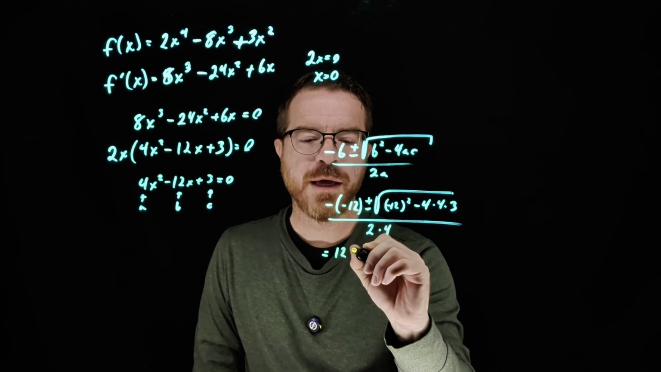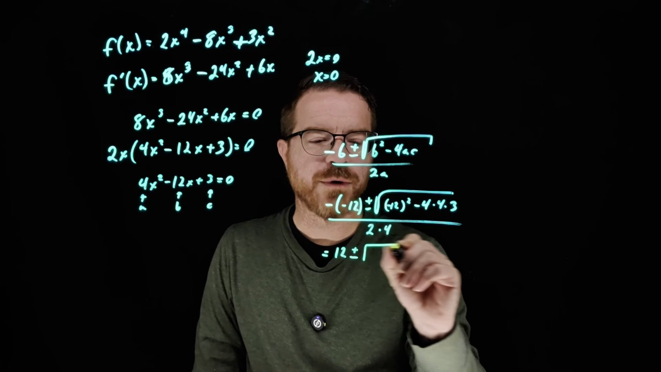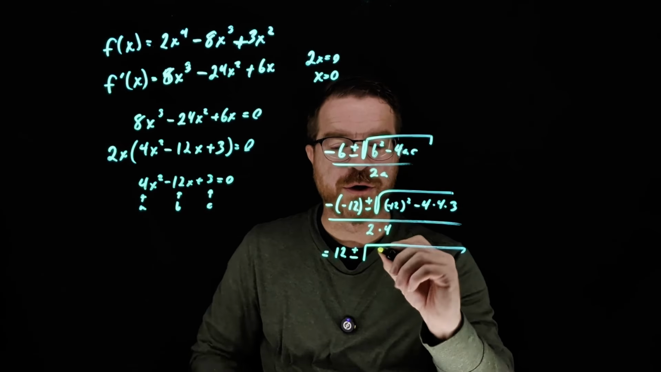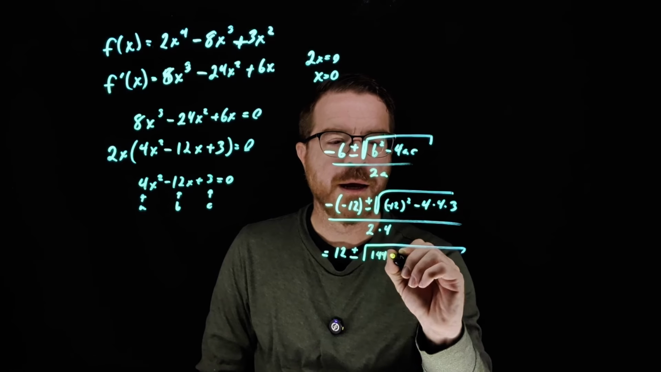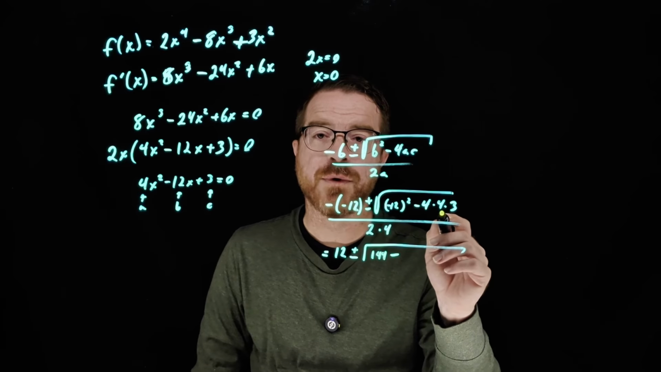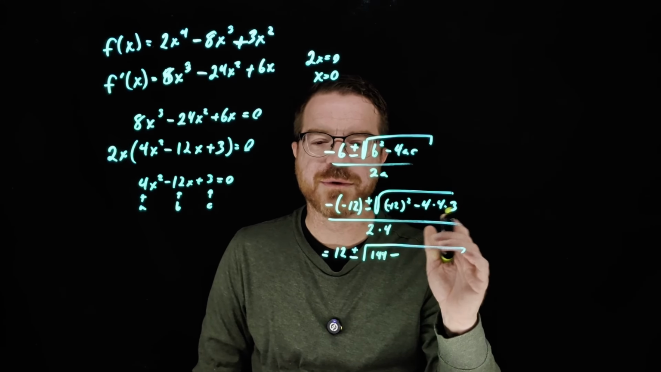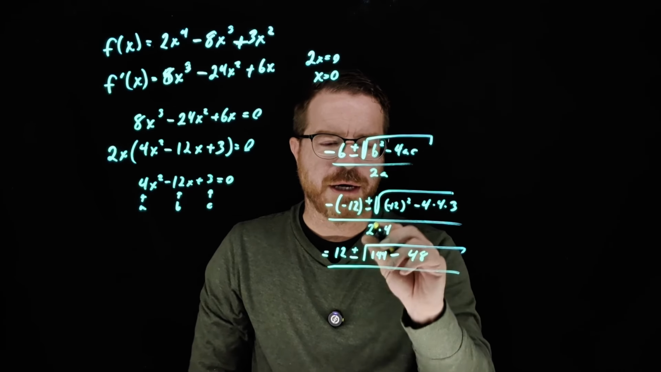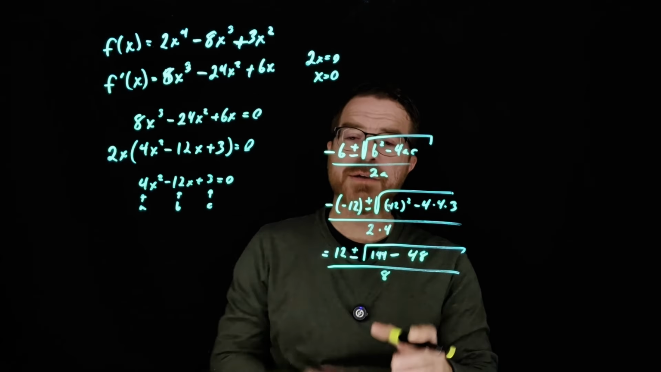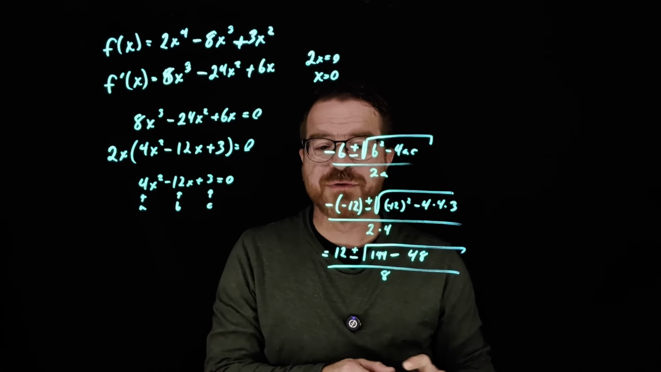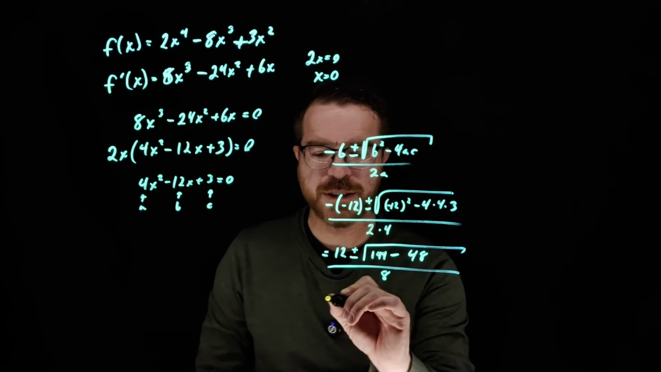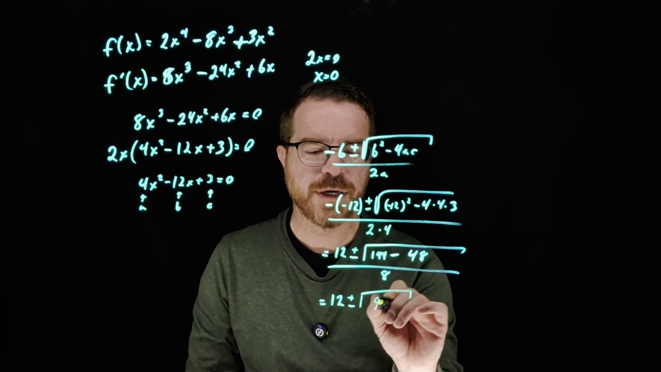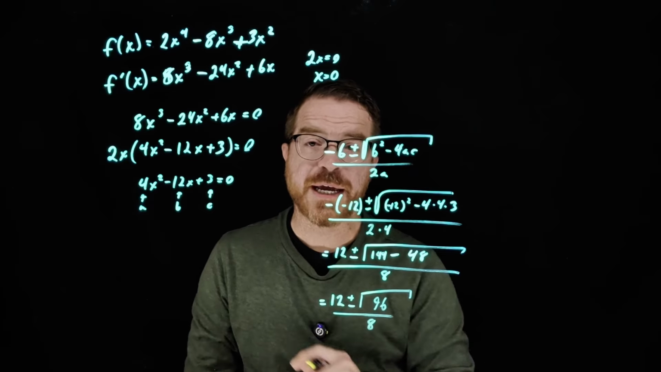So then cleaning this up a little bit, this is going to be equal to minus negative 12, so this is going to be 12 plus or minus the square root of, so negative 12, whenever you square it, the negative goes away, so this is going to be equal to 144. Minus 4 times 4 is 16, times 3 is going to be equal to 48, divided by 8. Okay, so now we have 144 minus 48. This is going to leave us with 96, so this is going to become 12 plus or minus the square root of 96 divided by 8.